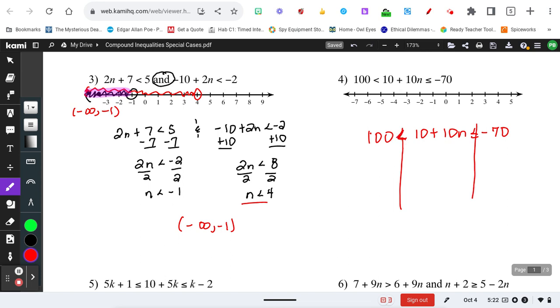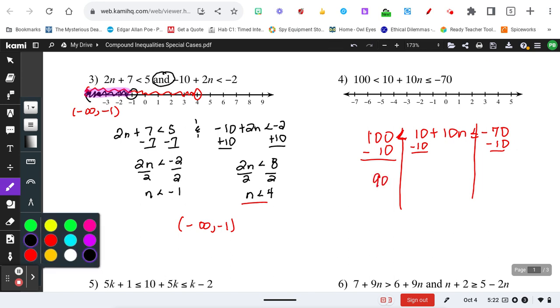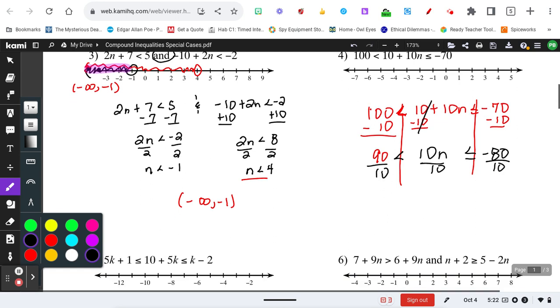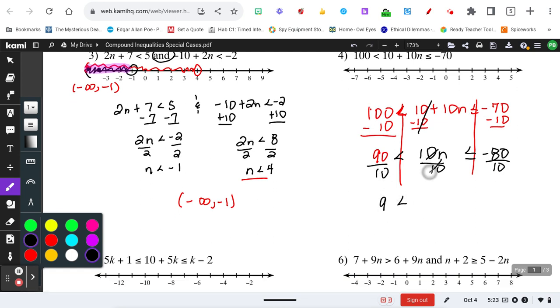All right, subtract 10 from both sides. Excuse me, not both. The middle, the left, and the right. That's 90. Let me do this in black. Less than 10n, less than or equal to -80. Then you're going to divide the middle by 10, the right by 10, and the left by 10. So we get 9 less than n less than or equal to -8, guys.